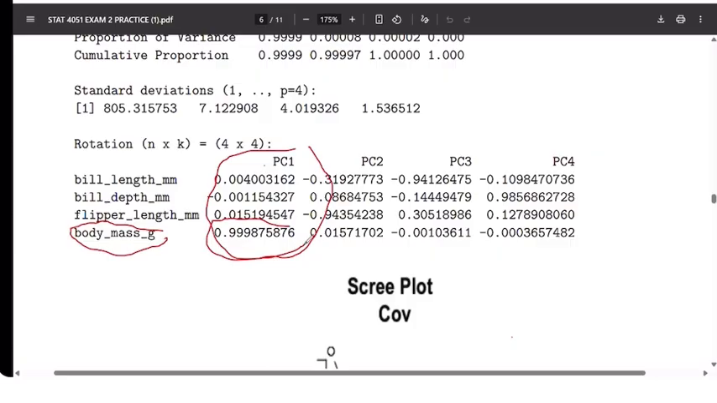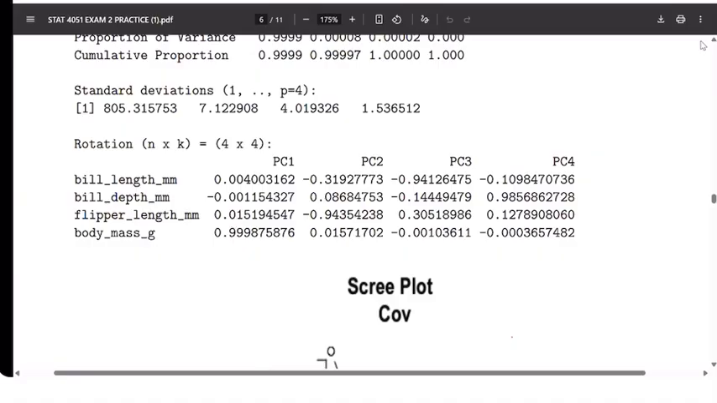So why don't you try to understand how to interpret a particular principal component? What if I ask you about PC4? What dominates in PC4 is bill depth. Bill depth dominates because of the 0.9. Take a look at that. That dominates. That's what I mean. So your knowledge of the interpretation of the principal component will be tested.